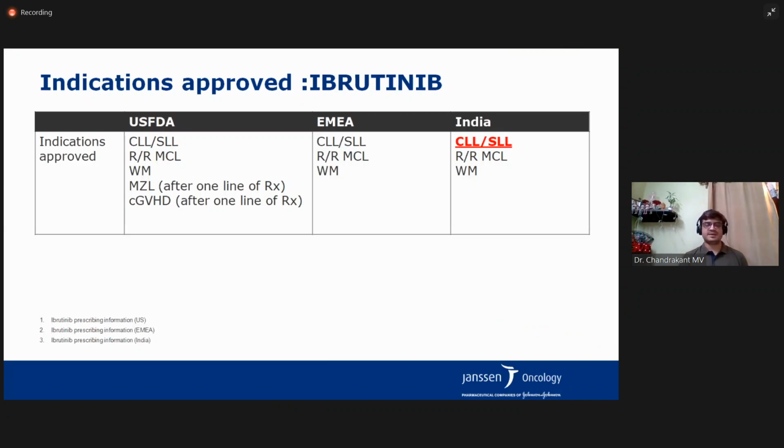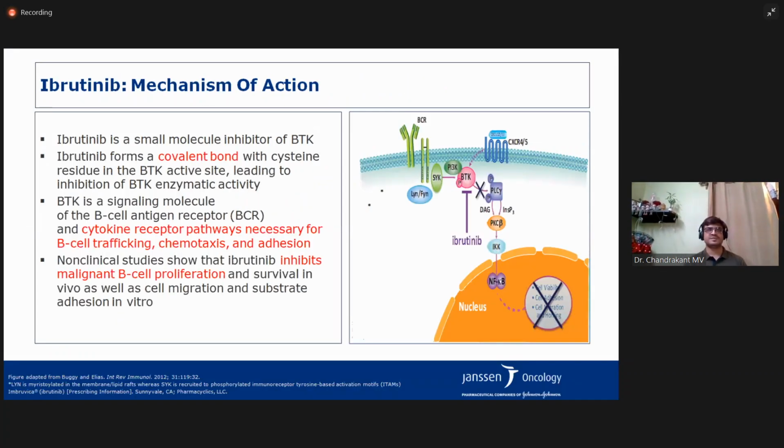Ibrutinib presently is approved by the US FDA in CLL or SLL, relapsed refractory mantle cell lymphoma, Waldenstrom's macroglobulinemia, marginal zone lymphoma, and chronic GVHD after one line of treatment. Whereas in Europe and India, there is approval up to now for CLL, small cell lymphoma, relapsed refractory mantle cell lymphoma, and Waldenstrom's macroglobulinemia.